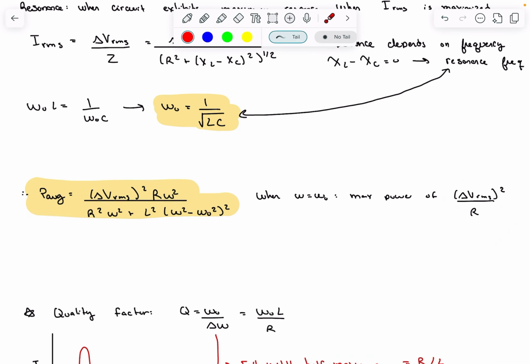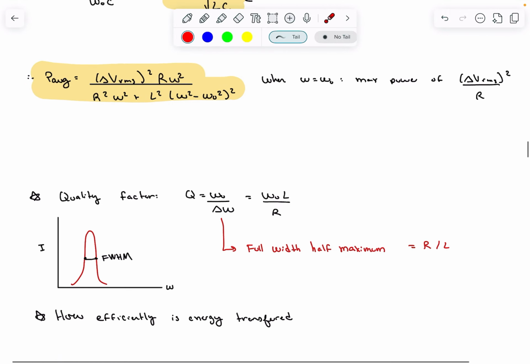The last thing we can look at is something called the quality factor. It's essentially a value that denotes how efficiently the energy is transferred to our RLC circuit. All it is, it's a number. It's equal to omega naught, our resonance frequency, divided by delta omega. Delta omega is equal to R divided by L. It's something that you can find graphically as well.